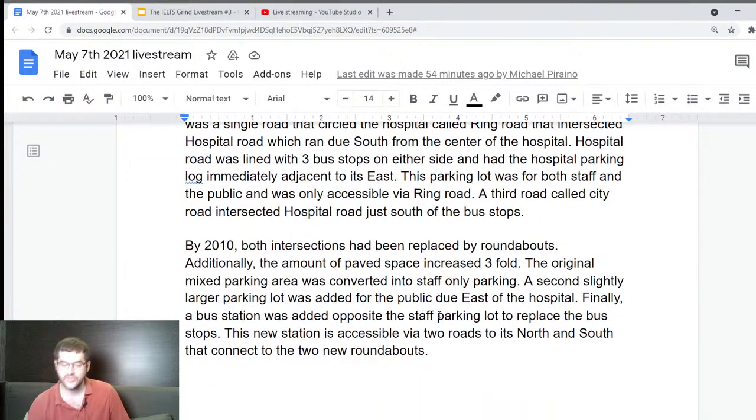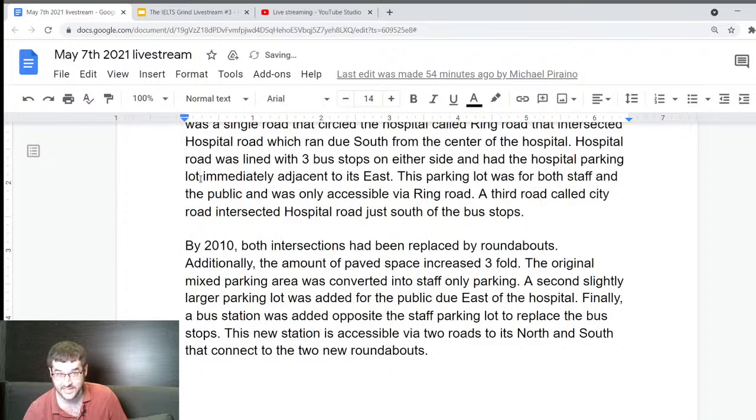Hospital Road was lined with 3 bus stops on either side and had the hospital parking lot, that's not a G, that's a T, you're saying it wrong, immediately adjacent to its east. Immediately adjacent, nice high-level way to say directly next to. Okay. And again, saying where it is very important.